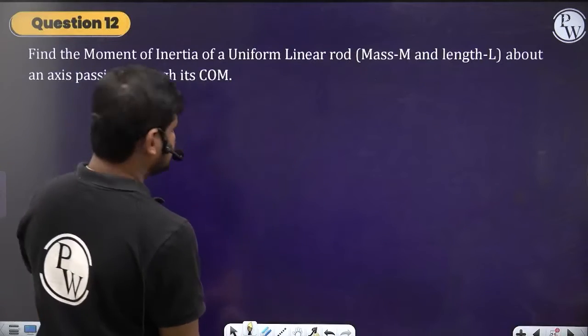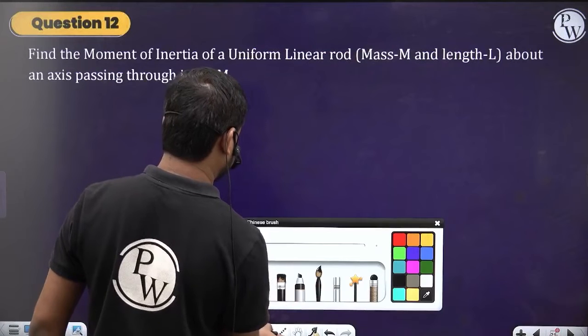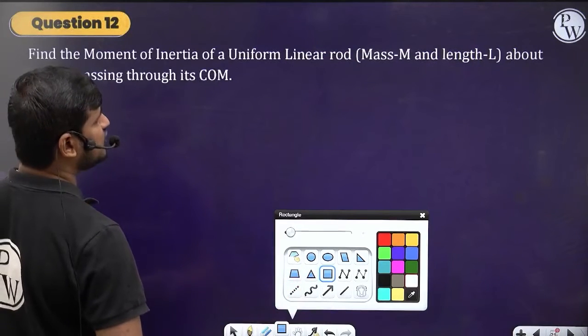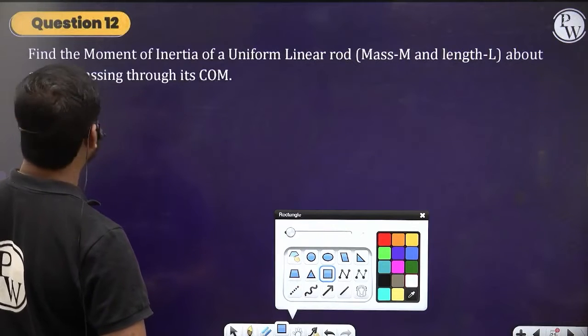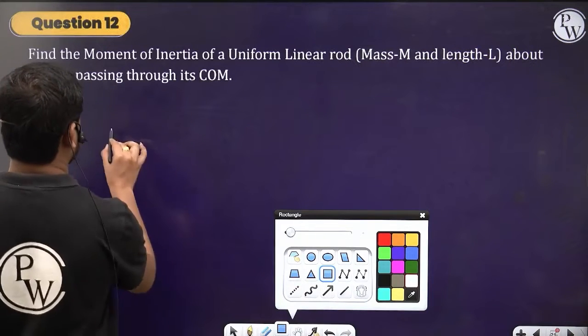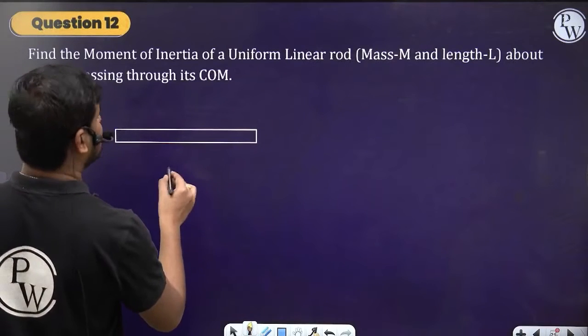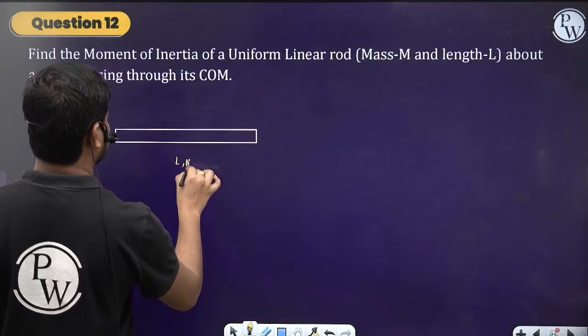I'll take a question so that you'll understand better. So let me solve this one. What does the question say? Find the moment of inertia of a uniform linear rod of mass m and length L about an axis passing through its center of mass. Consider this is a rod of length L and mass m.